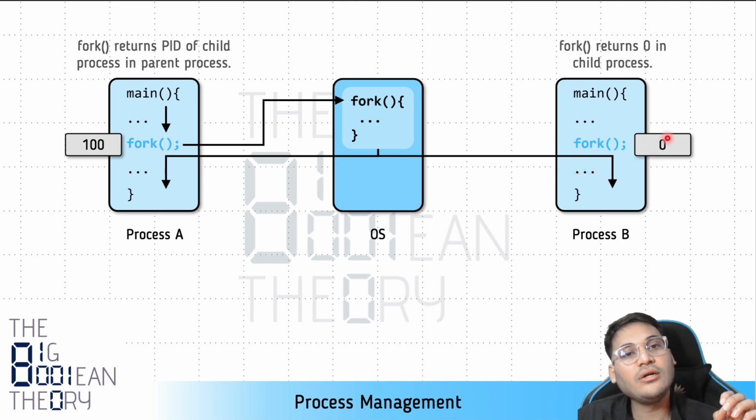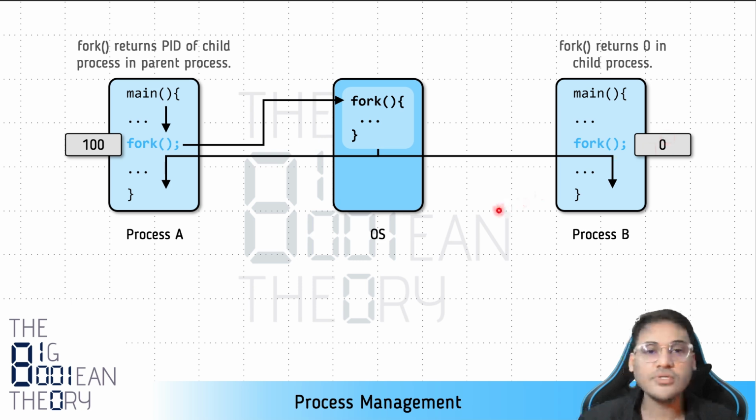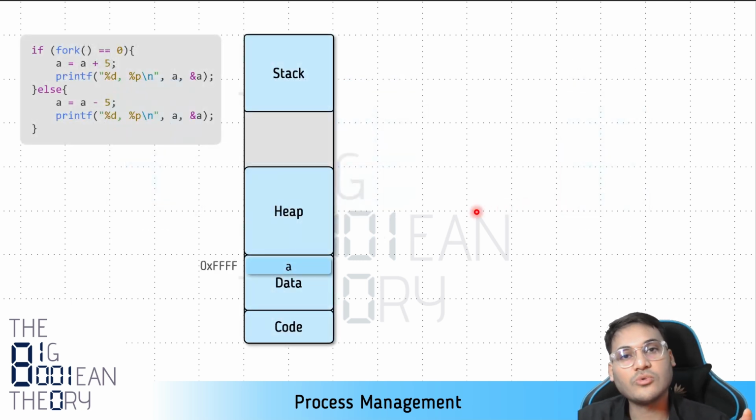So why do we have different return values? This is because we can check this value and determine whether we are in the child process or in the parent process, because the same piece of code is executing, right? So by checking this return value, we have a way to distinguish between the parent process and the child process. If the value is 0, then we know we are currently executing in the child process. If it is non-zero, then we can be sure that we are executing in the parent process, right? So this was a brief recall of the fork system call.